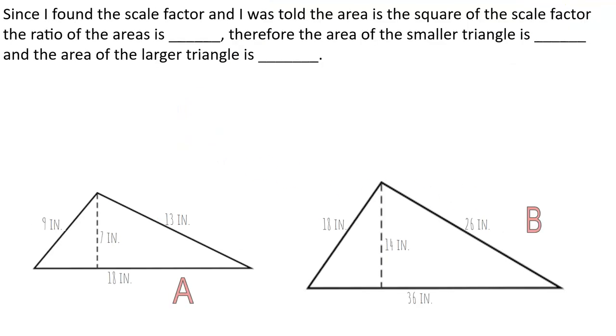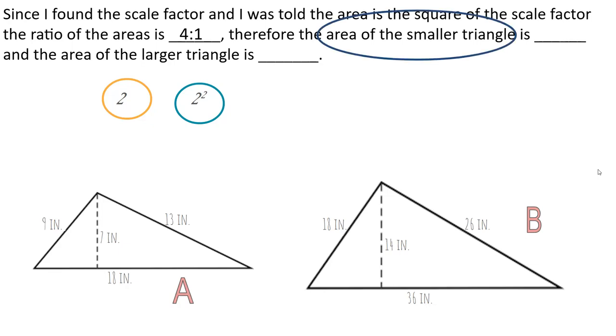Since I found the scale factor and I was told the area is the square of the scale factor, the ratios of the area can be found like this. First, I'm going to check the scale factor. Remember, it was 2. And then I'm going to take the area scale factor and I'm going to square it. So 2 squared is 4. That means the ratio of the areas is 4 to 1.